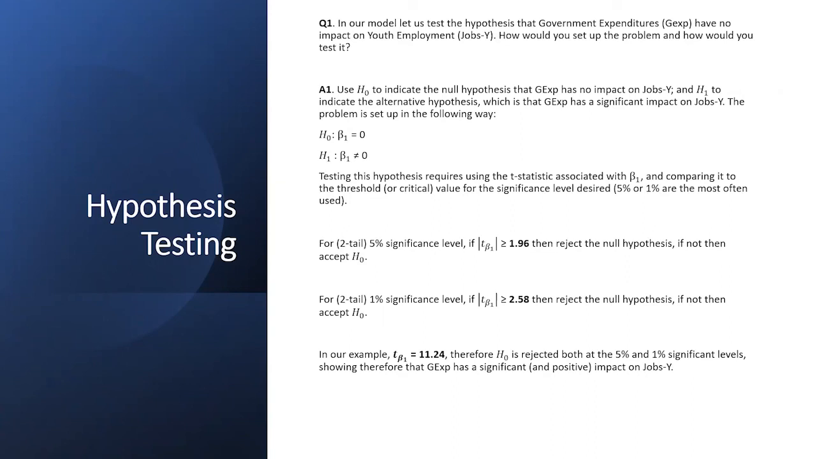So my T statistic has to be greater than or equal to 2.58 in absolute value in order for me to reject the null hypothesis. Well, in this case, the T statistic is 11.24. So 11.24 is greater than both 1.96 and 2.58. So in this situation, we can say that the null hypothesis has been rejected both at the 5% significance level and the 1% significance level. So the overall conclusion of this analysis is that government expenditure in our example indeed has a significant and positive impact on youth jobs creation. That's what we can say.